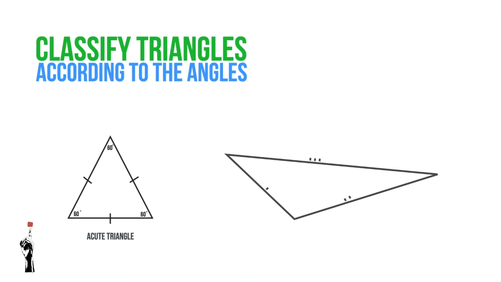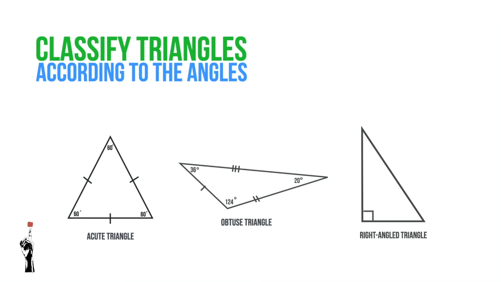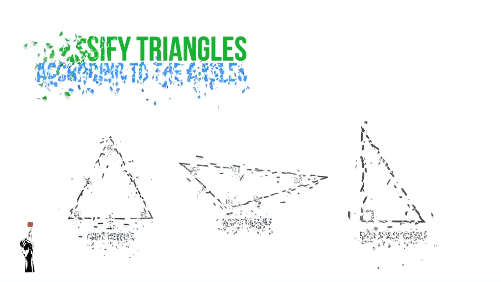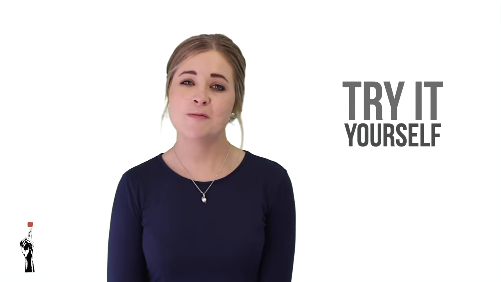Then we have an obtuse triangle. That is where only one of the angles is larger than 90 degrees. The moment I have one angle larger than 90 degrees, I have an obtuse triangle. The last triangle is a right angle triangle, and that is where one of the angles is equal to 90 degrees. Here are a few exercises for you to do. Remember, the answers will follow.